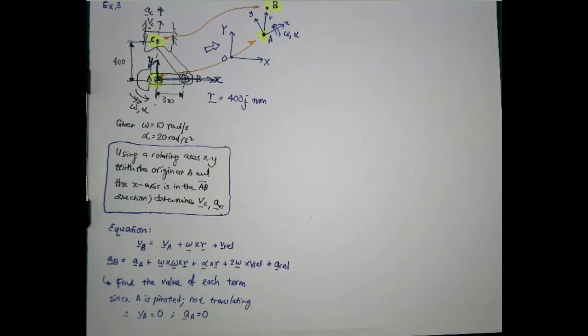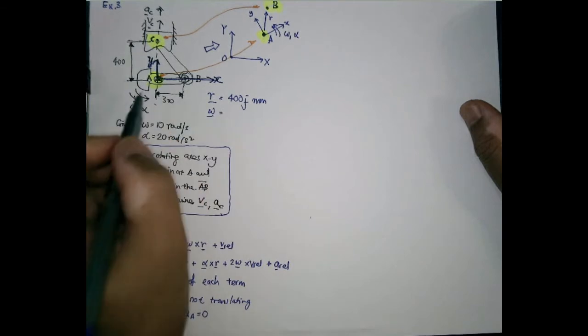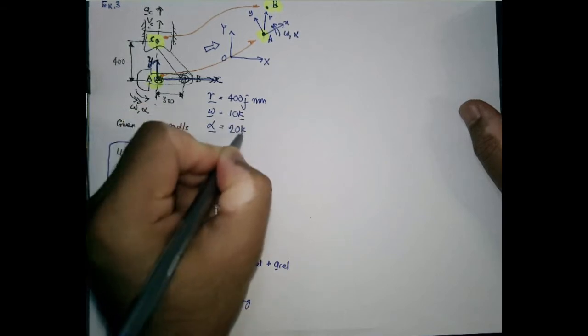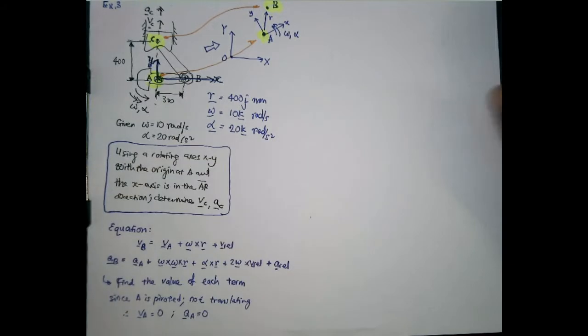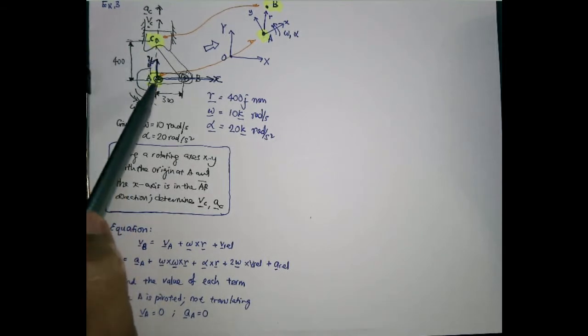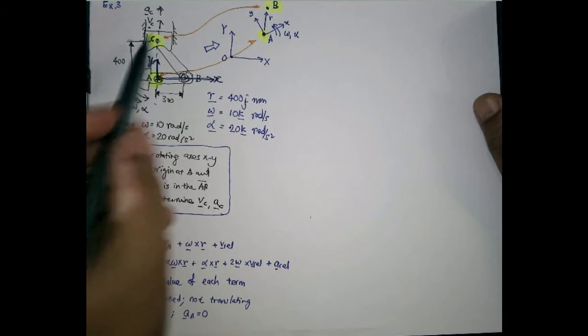And what else do we need? Do we know what omega is? Omega is XY, so omega is 10K, and we know alpha is 20K. This is radian per second, this is radian per second square. Do we know what V relative is? V relative is how fast this thing is moving relative to A. We do not know what V relative is. But is there a limit on what VC is? Well, we know that VC is only moving in the I direction.